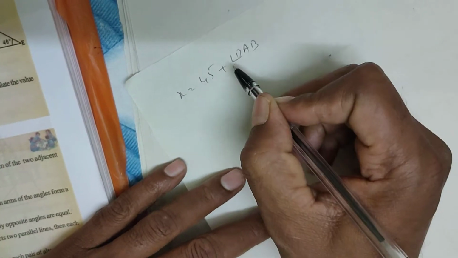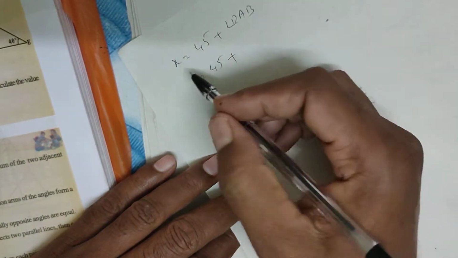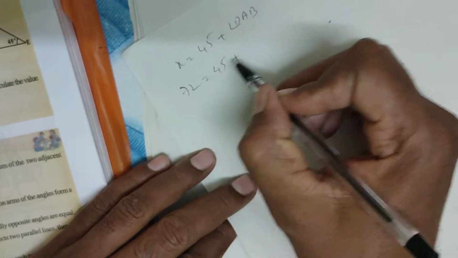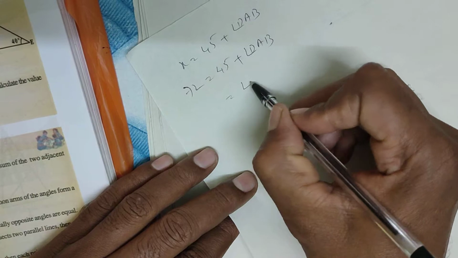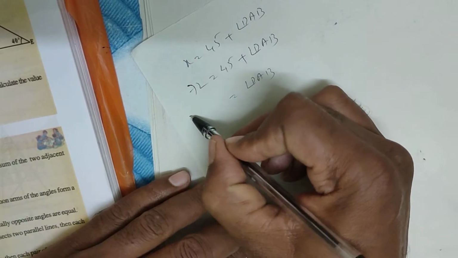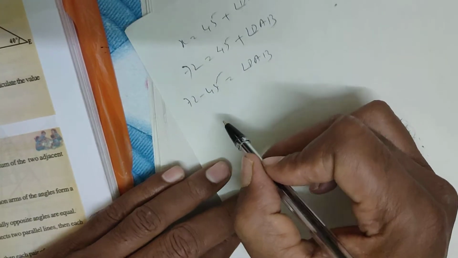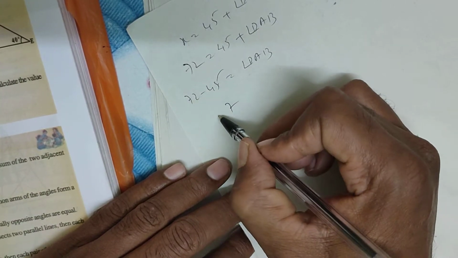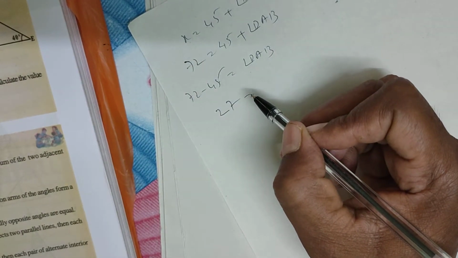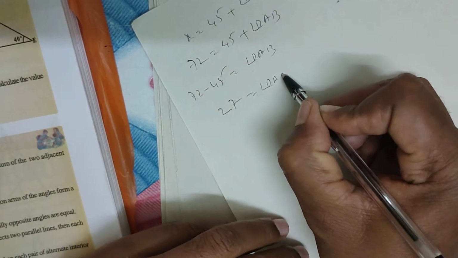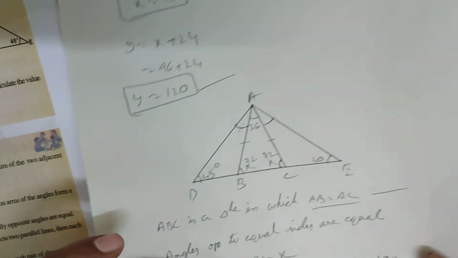Why I wrote it, I explained. Once again, listen. 45 plus DAB we don't know, but x, you know, is 72. So if you make angle DAB the subject, from 72 you should subtract 45. From 2 you can't subtract 5. 12 minus 5 is 7, and 6 minus 4 is 2: 27. So angle DAB, how much did you get? 27 you got it.